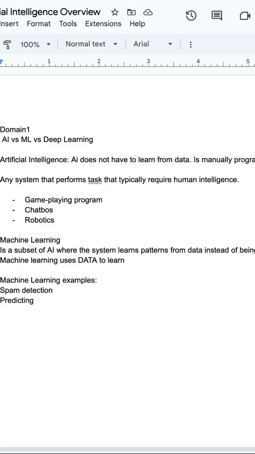So again, the definition of machine learning is a subset of AI that learns patterns from data to make predictions or decisions without being explicitly programmed with all the rules.